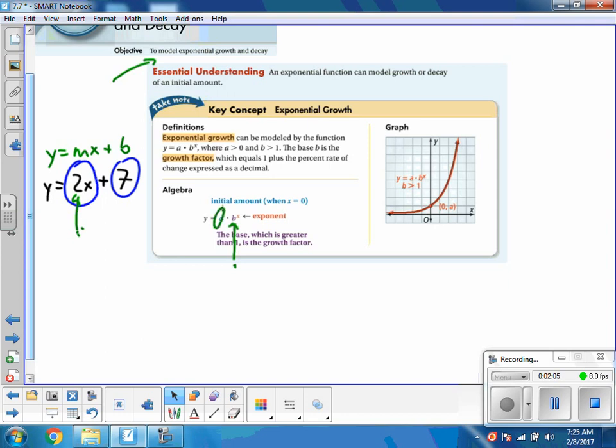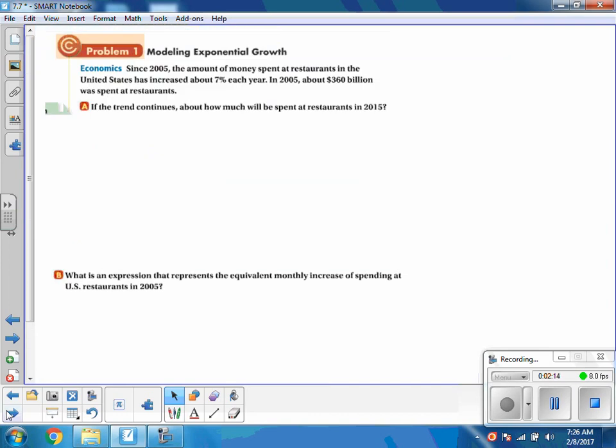So I've got my starting point, my initial value. I have my growth factor, how much it's changing by each time. So it still has all the pieces that you and I recognize, but it's exponential.